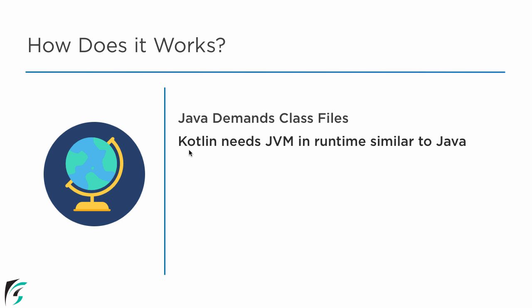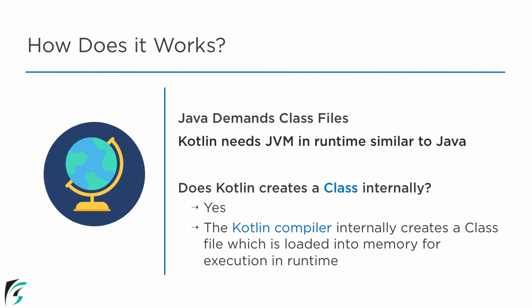Now as we all know, the main function was not enclosed within a class, right? Now the question arises, does Kotlin create a class internally during runtime? The answer to this is yes. While the Kotlin code is executed, the Kotlin compiler simply creates a class file which is loaded into memory for the code execution at runtime. So Kotlin at runtime behaves similar to a Java file.